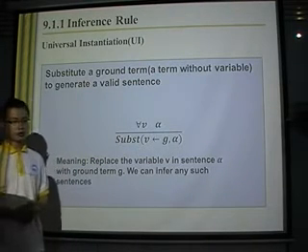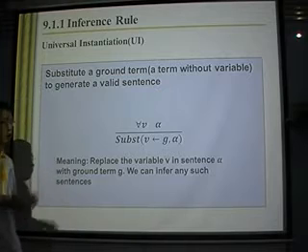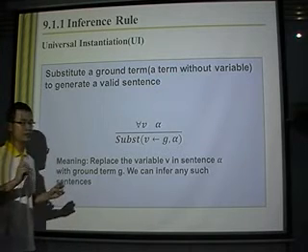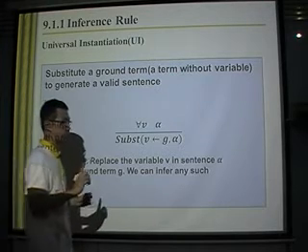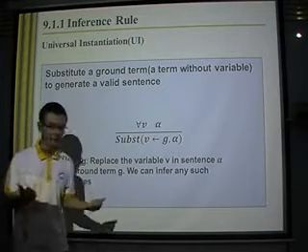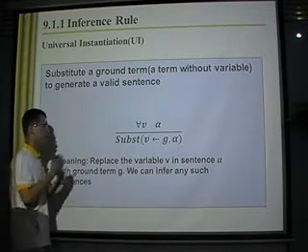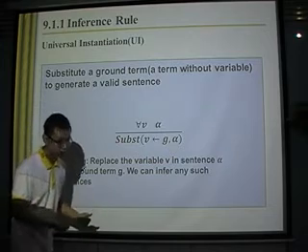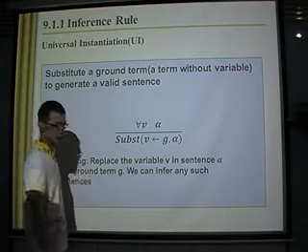First, the universal instantiation rule. It means that if you are given a universal quantified sentence, you can apply a ground term, any ground term, to the sentence and generate a new sentence. The sentence will be valid and you can add it to the knowledge base.